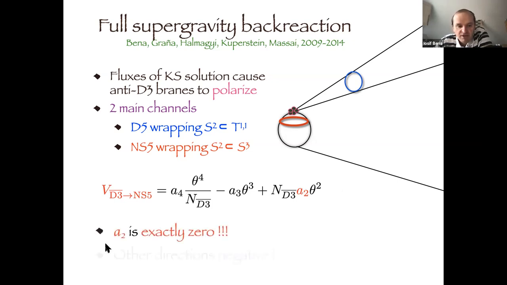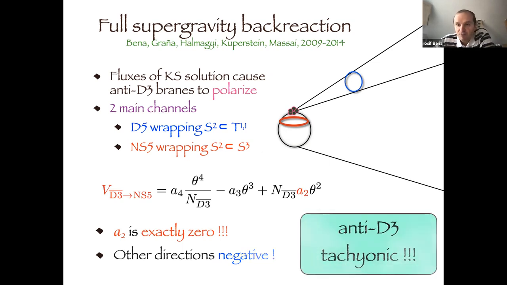And what we found was that this term, A2, is exactly zero. Again, a very complicated system, 10 equations, like 20 constants, and a bunch of free parameters, and everything came down to this A2 parameter, which could have been positive or negative or zero. It came out to be exactly zero. And then you can also show that other directions in the background are negative. And therefore, anti-D3 branes, a bunch of them, are tachyonic.